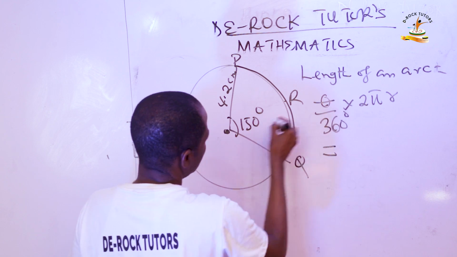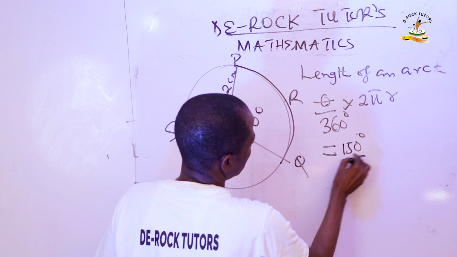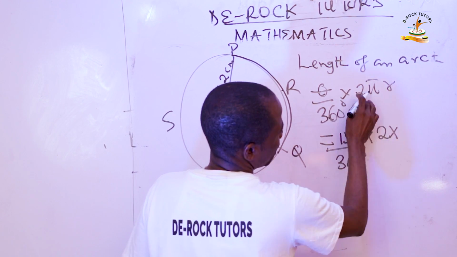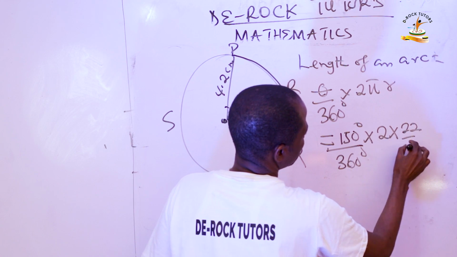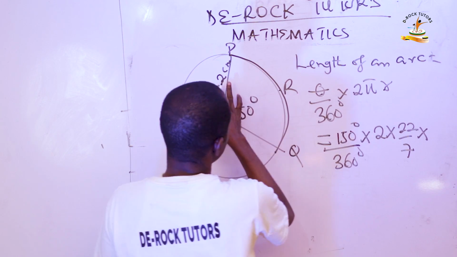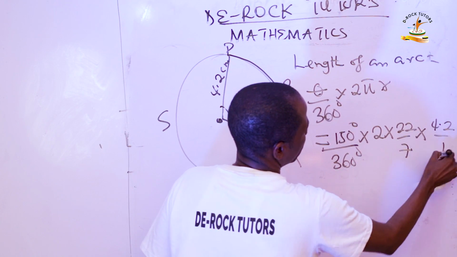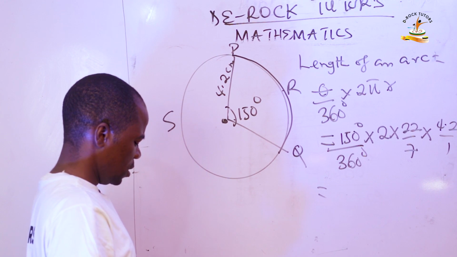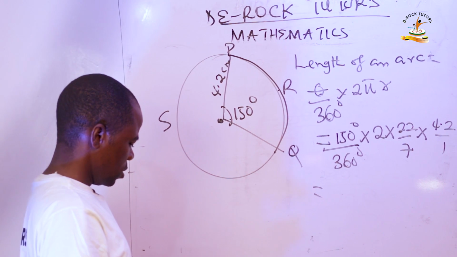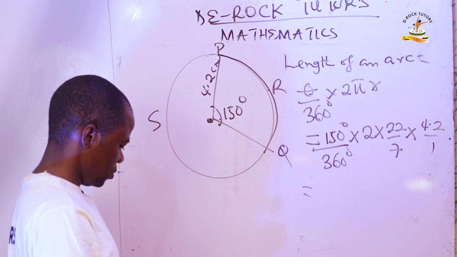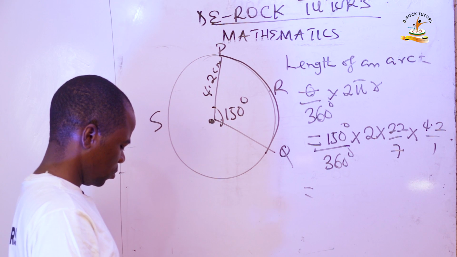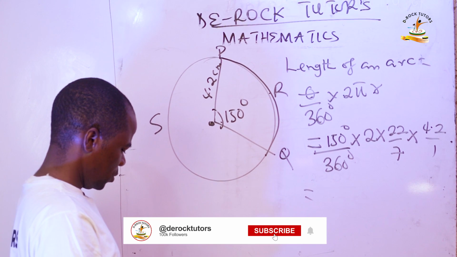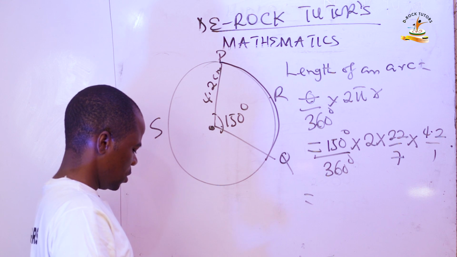So if you substitute, theta is 150, that's 150 degrees over 360 degrees times 2 times pi, and we are told to take pi to be 22 over 7, then times r. Radius is 4.2 over 1. So if we use a calculator, then we can multiply 150 multiplied by 2 times 22 times 4.2.